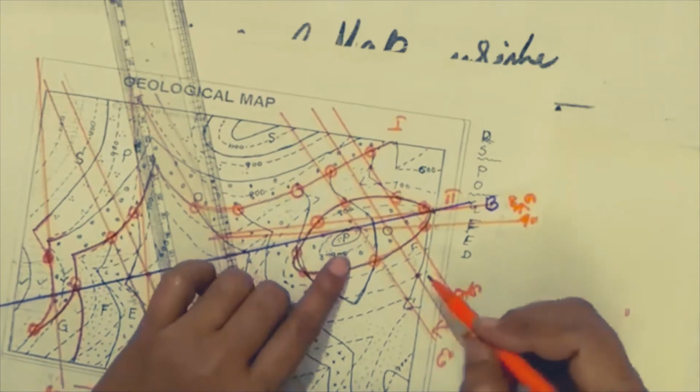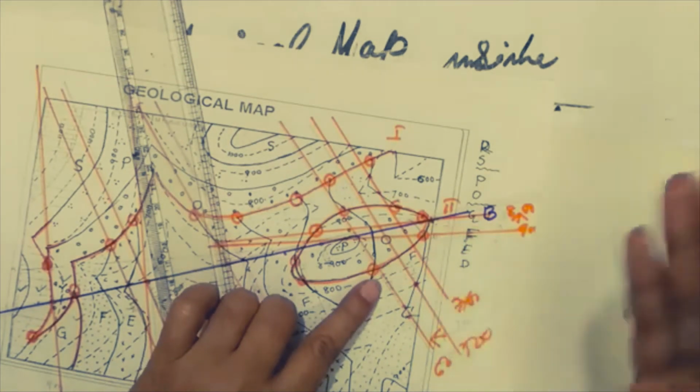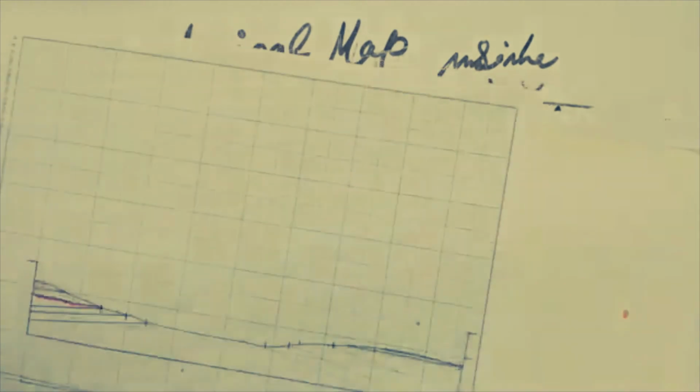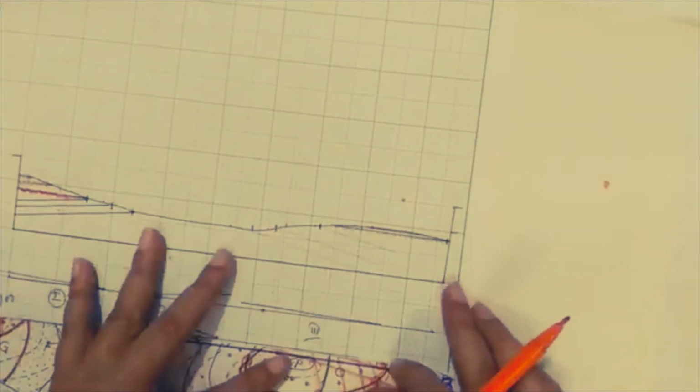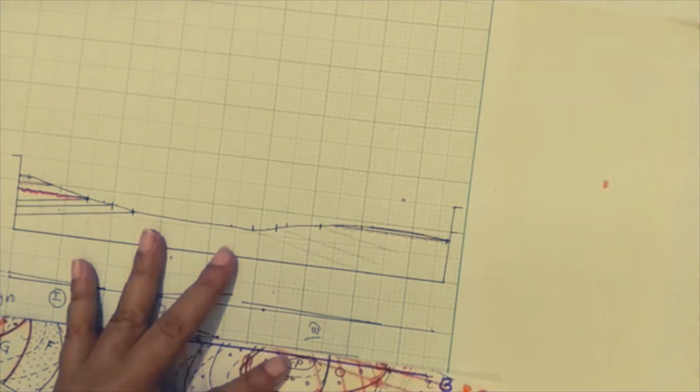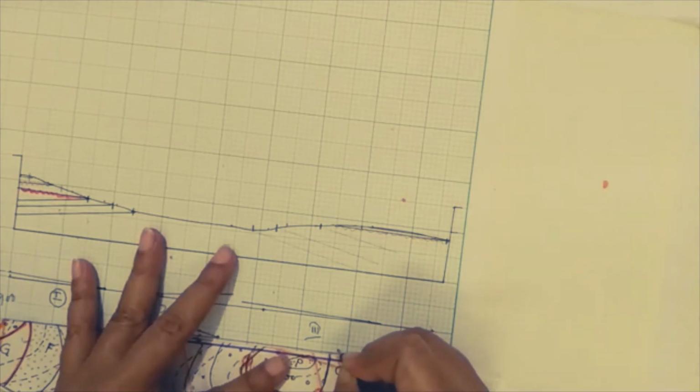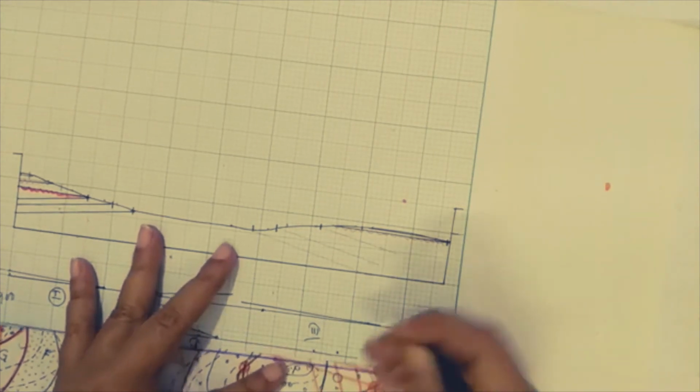So the dip direction of the beds on the right hand side is this one. Just plot the dip here, where this is the point of 700 feet and this is the point of 600 feet.